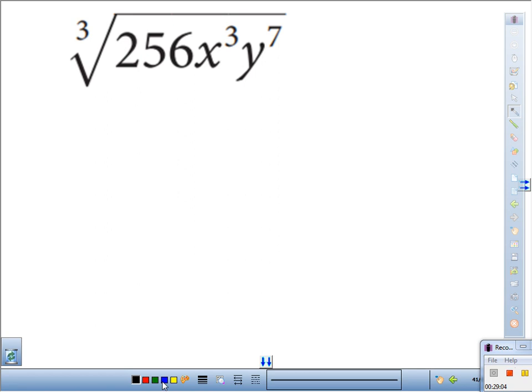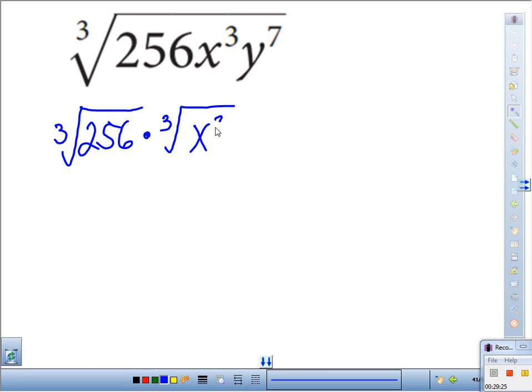So how can I write it? I'm going to do it in blue. Cube root of 256 times what? Cube root of x cubed, that is correct, times cube root of y to the 7th. So now if we focus just on each one individually, didn't we do all that practice earlier with each piece? Yes. So let's start with the number. Okay, here we go.